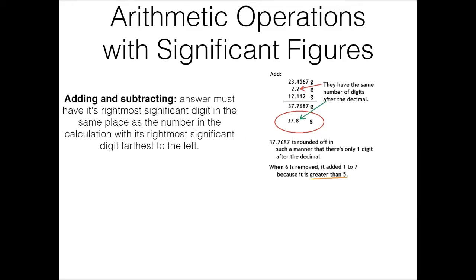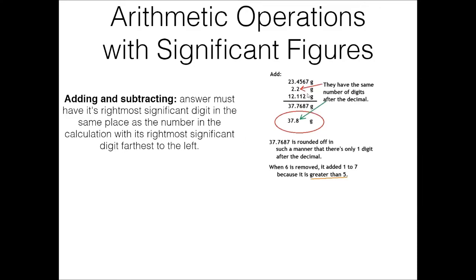2.2 stops first. In other words, it stops farthest to the left when we're looking at all these numbers with their decimal lined up. This position, the tenths place, is as far as I can go in my final answer when I am adding or subtracting. You get a raw answer in the calculator, 37.7687 grams, when you compute this in your calculator.